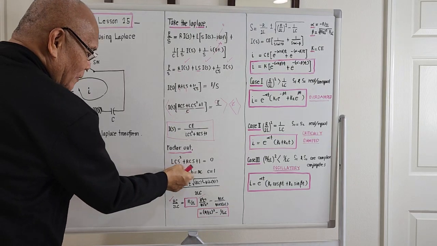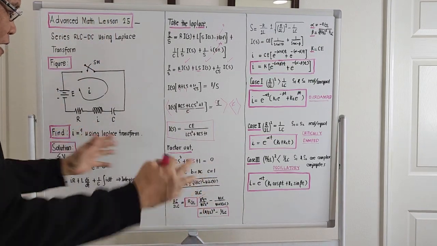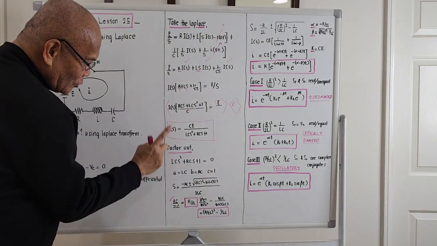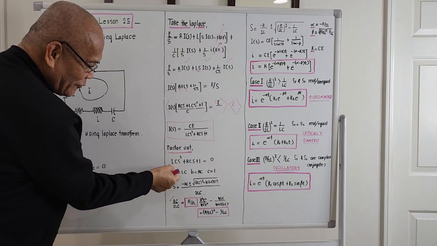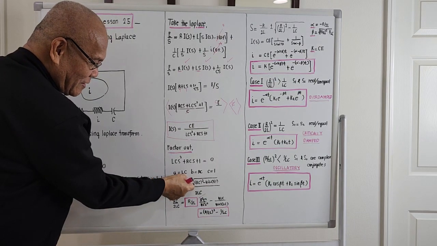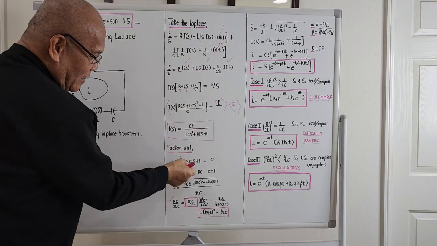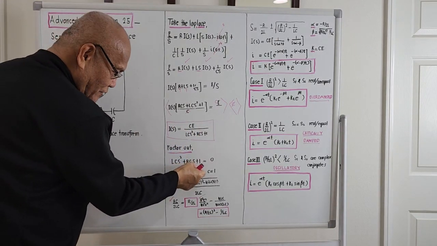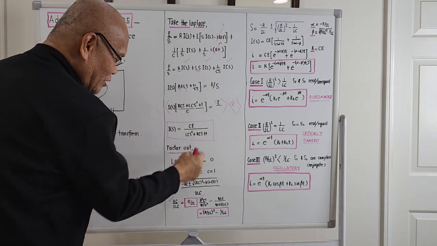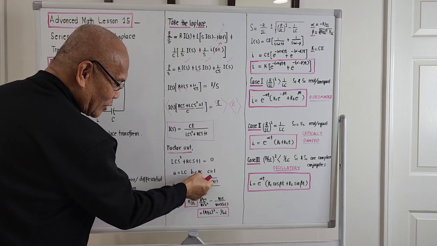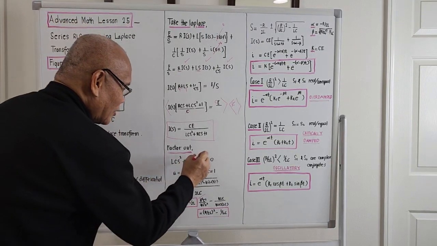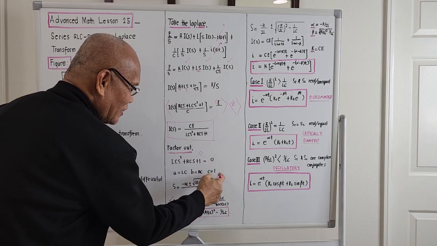LCS squared plus RCS plus 1 equal to 0. It's a quadratic equation. L is constant, C is constant, the product of two constants will be constant, and that is referred to as the coefficient of S squared. So the coefficient A for a quadratic equation is LC. For the S term, resistance is constant, capacitance is constant, the product of two constants will still be constant, so the product RC is the coefficient B, equal to RC. And the pure constant term, this is actually the pure C, and C should be equal to 1.